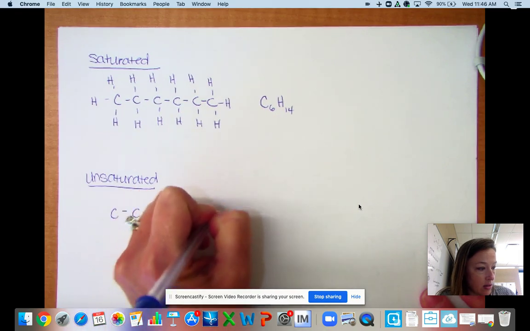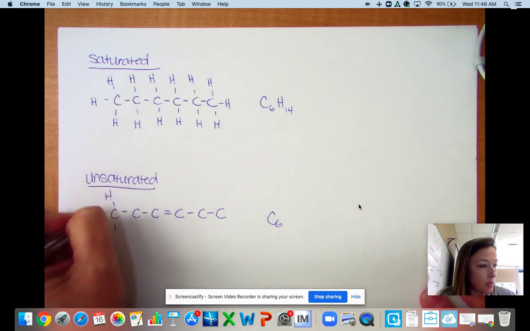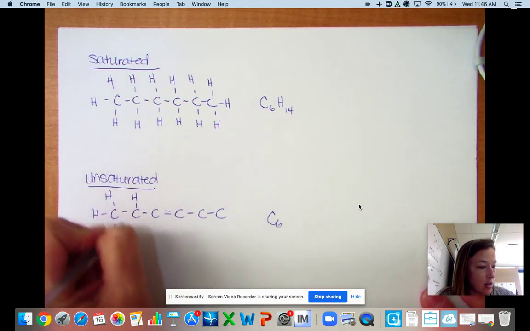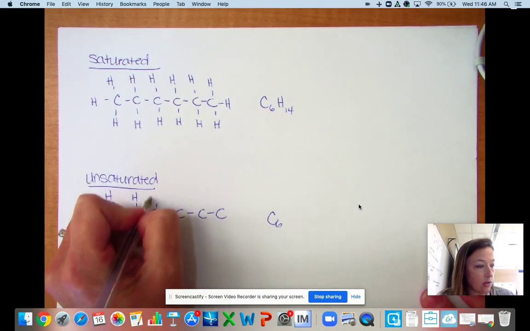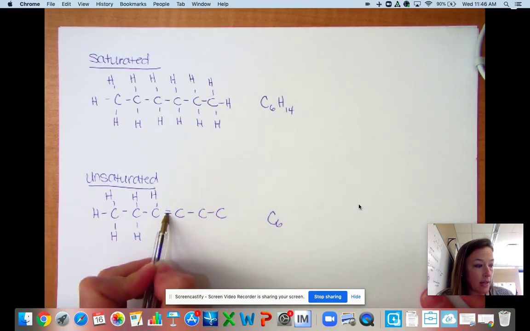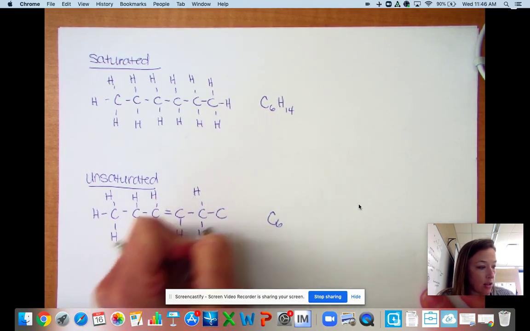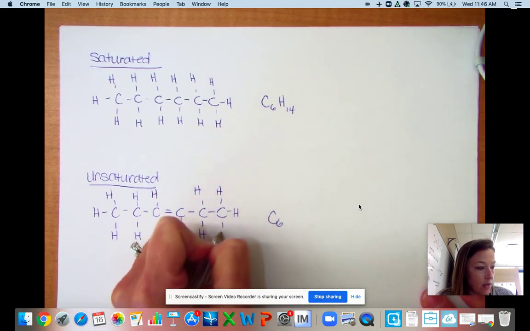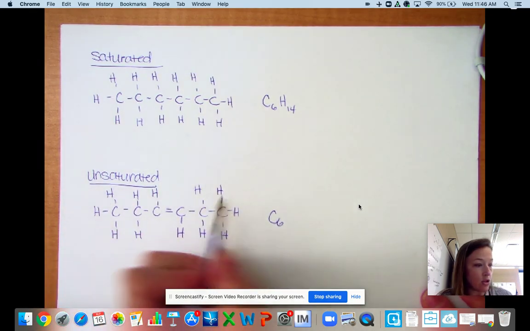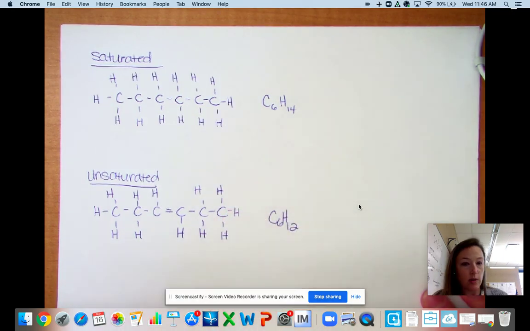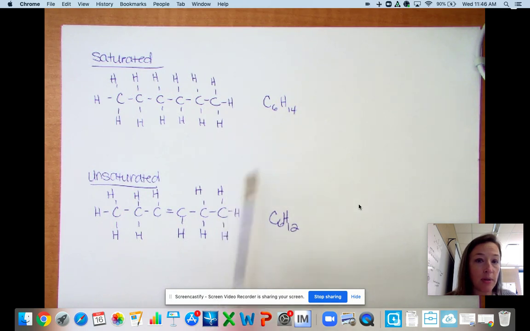So, 1, 2, 3. Okay, so we're going to stick with our 6 carbon, and then we're going to put our hydrogens out where we can. But note, this carbon has 1, 2, 3 bonds already, so it can only have one more hydrogen. This carbon has 1, 2, 3, so it can only have one more hydrogen. The rest of these are still good to go. So now when we count our hydrogens, we have 1, 2, 3, 4, 5, 6, 7, 8, 9, 10, 11, 12. Whoops, H12.